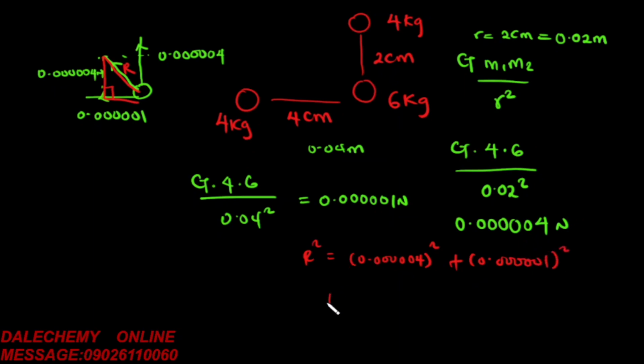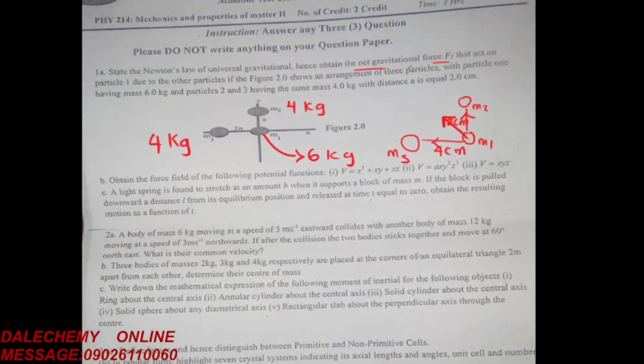So your answer will be r equal the square root of whatever you get here. Okay, you find the square root. Your answer in Newton, that's going to be the answer for the first question. So that's how you go about that.